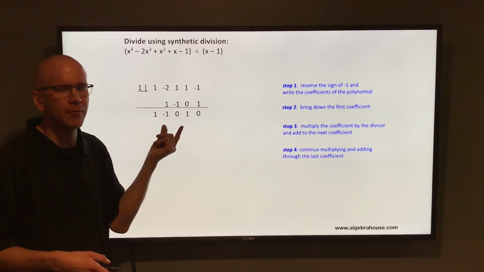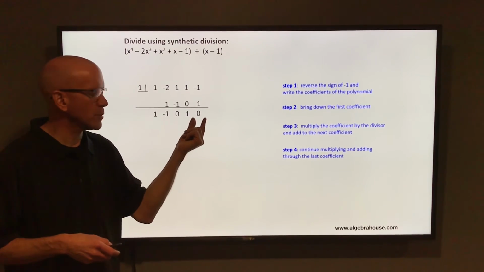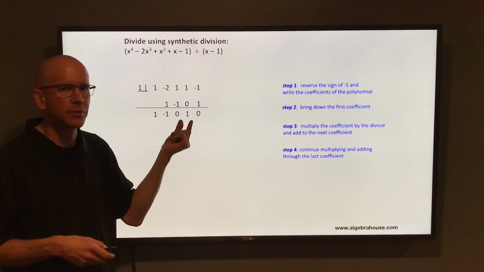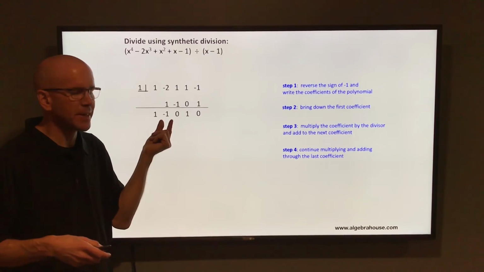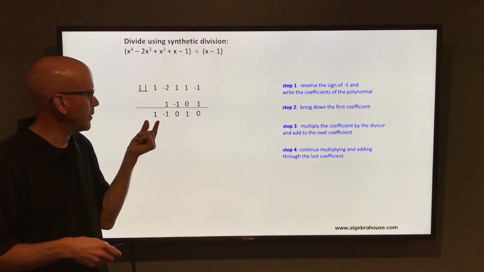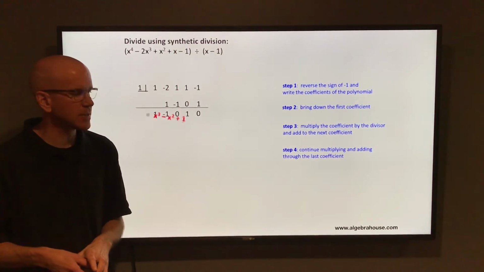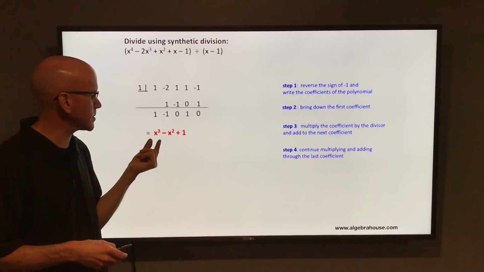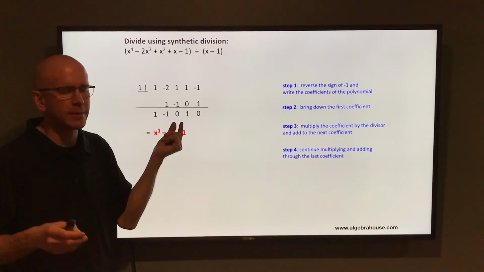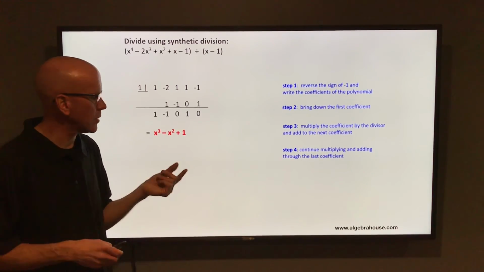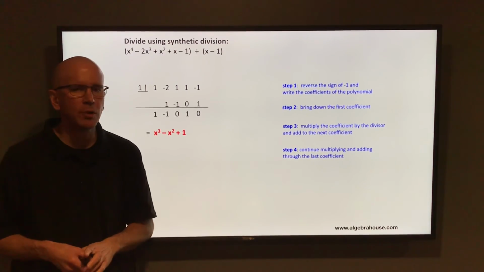Remember, these are the coefficients of the answer. The remainder is 0. 1 is the constant term. 0 would be the coefficient on the x. -1 would be the coefficient on the x squared. And 1 would be the coefficient on the x to the third. So the answer is x to the third minus x squared plus 1. We skip that 0x. We don't need to write that because 0x is just 0. Again, x to the third minus x squared plus 1.